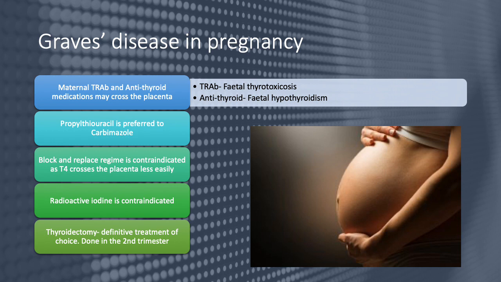Because of this reason, propylthiouracil is preferred over carbimazole in Graves' disease in pregnancy. So we have discussed earlier that there are two antithyroid treatment regimes available in Graves' disease, that is, dose titration and block and replace therapy. But block and replace regimen is contraindicated in pregnancy as thyroxine or T4 crosses the placenta less easily. Radioactive iodine is contraindicated in pregnancy with Graves' disease. Total thyroidectomy is the definitive treatment of choice, and it is done in the second trimester.